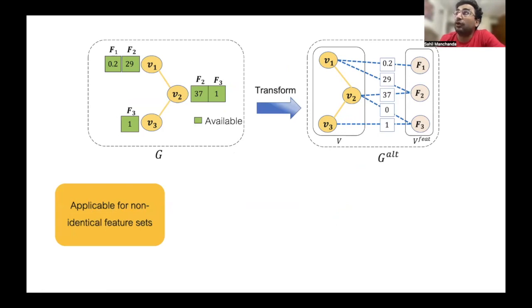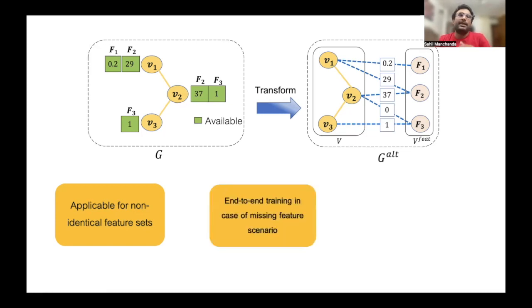Now, once you have the transformation, what does it offer? You can have a non-identical feature set for each node. So let's say v1 can have only two features, f1 and f2. Remember the example of soft drink? Let's say f3 was your CPU cycle. f3 is not relevant for a cola drink, so you only connect to those features which are relevant for you. So heterogeneity can be handled with this architecture, and there is no need for imputation. You can just directly train end-to-end in the case of missing features.